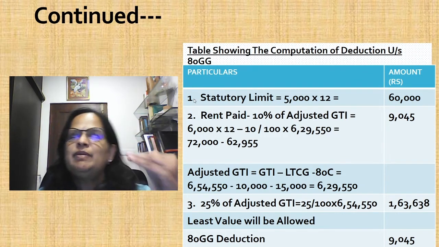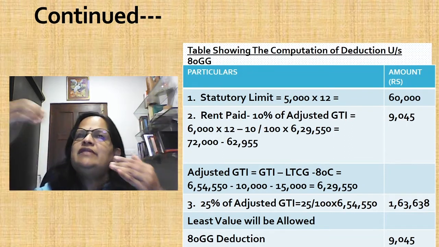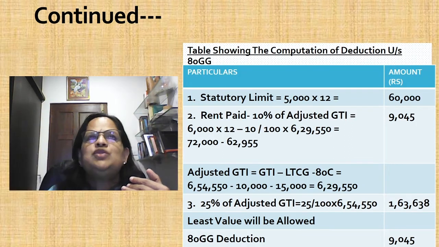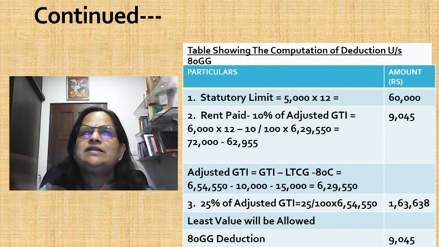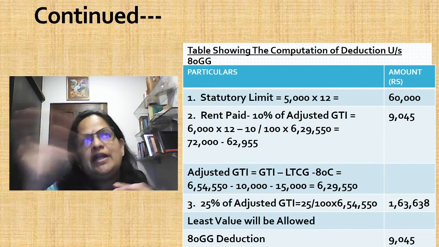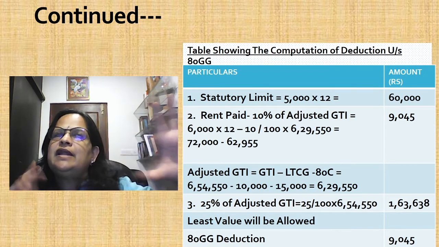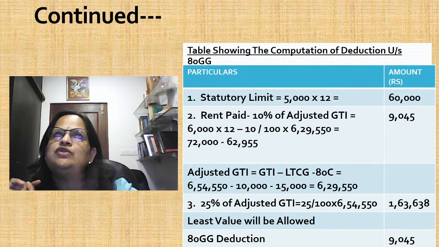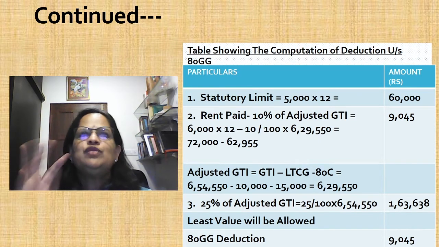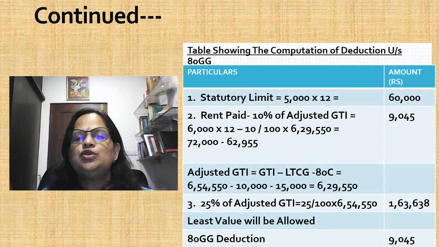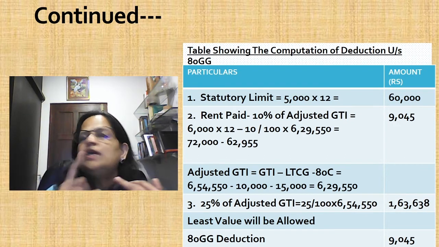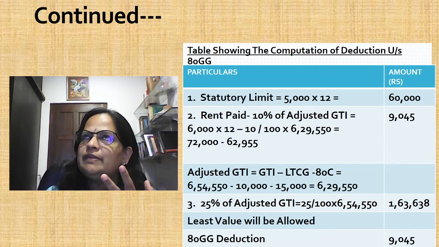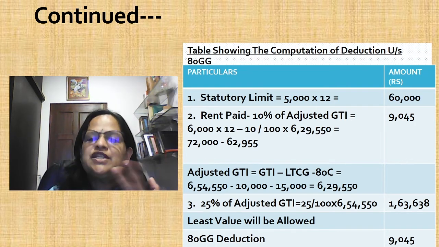Now, the table showing the computation of deduction under section 80GG. Here you have to remember, there is no actual amount received. Three values are there, and the least value they will take. The statutory limit I told you is 5,000 per month, 5,000 into 12, 60,000. Please remember that it will reduce substantially. If he is getting the rental accommodation only for 8 months, we have to reduce it to 5,000 into 8. Here it is for the full year, that is why we are taking full year, 5,000 into 12. Now, rent paid minus 10% of adjusted GTI. Adjusted GTI we have to calculate. That is gross total income minus long-term capital gain minus 80C deduction in this case.